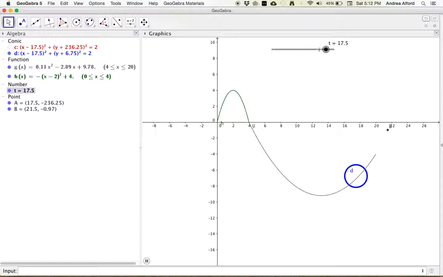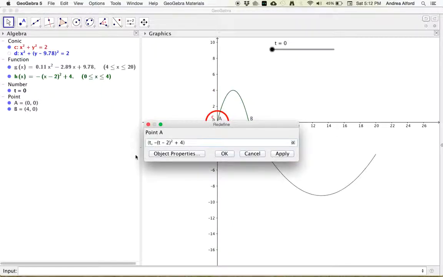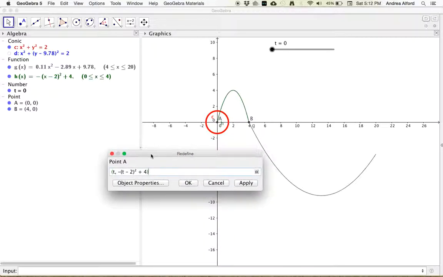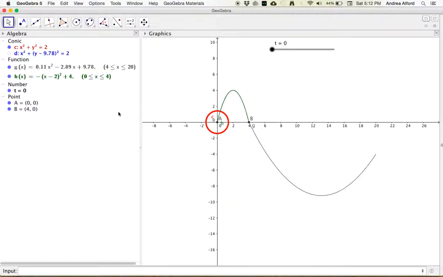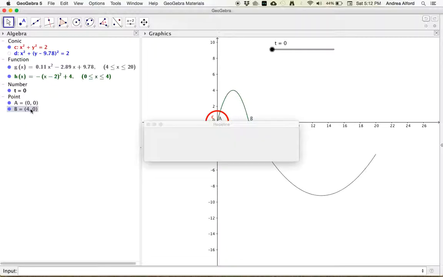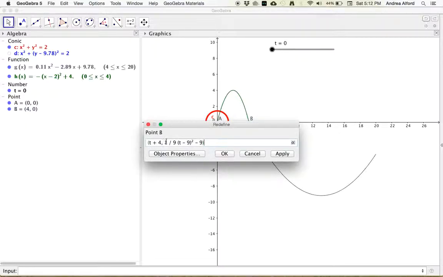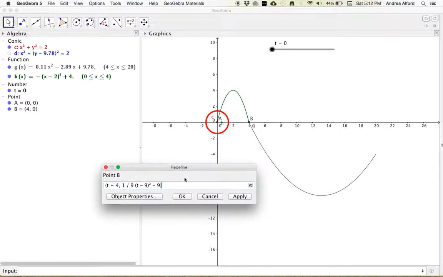So again, turn the animation off here. It helps when we do this if we think about what the center of our circle is going to be. For the center of A, the x coordinate just needs to be t, and the y coordinate follows along the parabola. For B, because it was shifted 4 over, my x coordinate was t plus 4, and then my y coordinate was following along the parabola that I wanted.